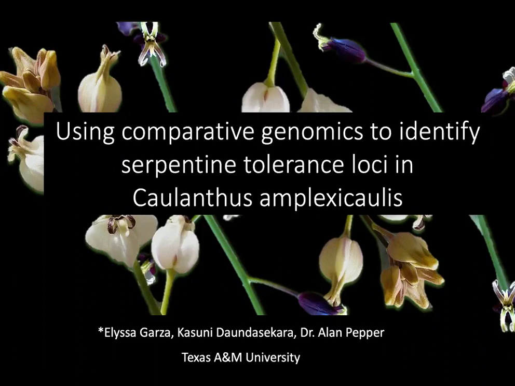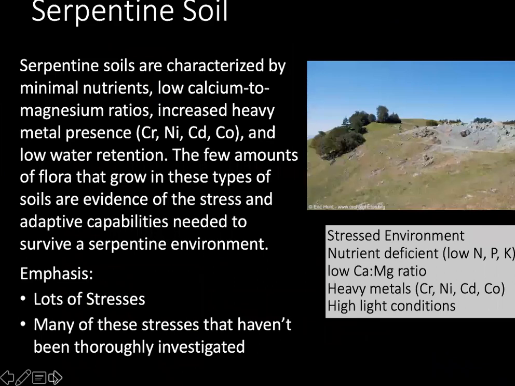Before I delve into this topic, I would like to mention a little bit about what serpentine soils are. Serpentine soils are harsh soils. They are characterized by low amounts of nutrients and low calcium to magnesium ratios. They contain heavy metals such as chromium, nickel, cadmium, cobalt, and they retain low amounts of water.